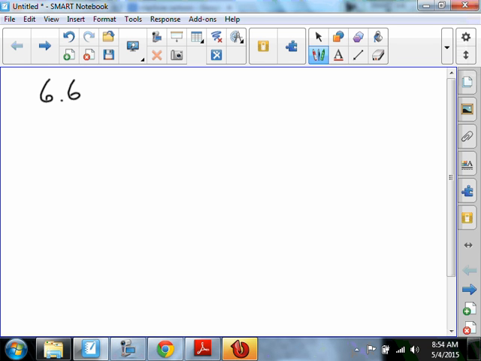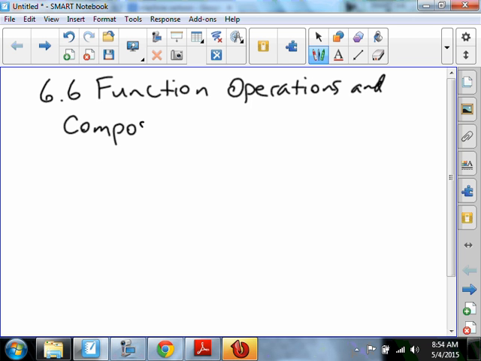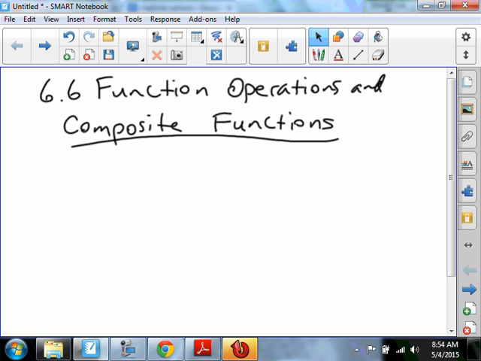We're looking at, they're really excited about Monday, I'm glad. So, this is going to be function operations and composite functions. This is a two-part set of notes. And actually, in this part, what we're looking at is the second part of this, the composite functions, okay?